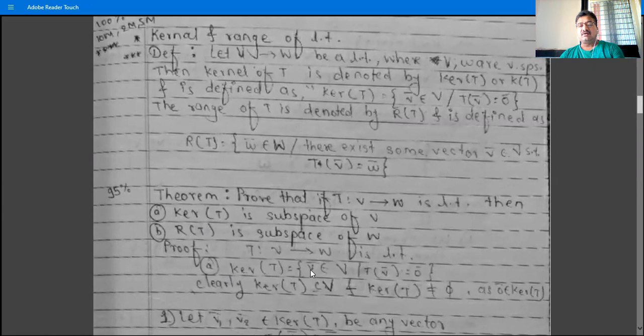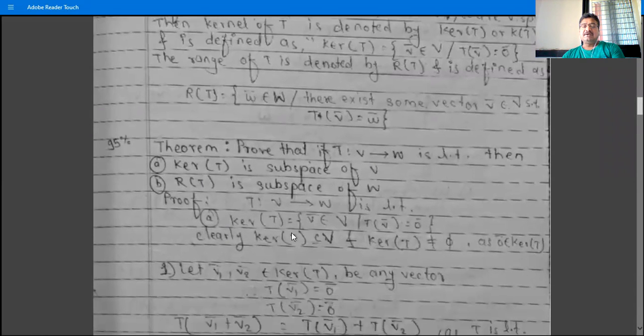It is the set of elements v bar belonging to V such that T v bar is equal to 0 bar. That is, this set contains the elements from the domain of the linear transformation whose images are 0 bar. The elements which map to 0 bar are the elements of this kernel of T. So kernel of T is a subset of V, and kernel of T is not equal to phi. This follows directly, and this is the repetition of the topic subspace.